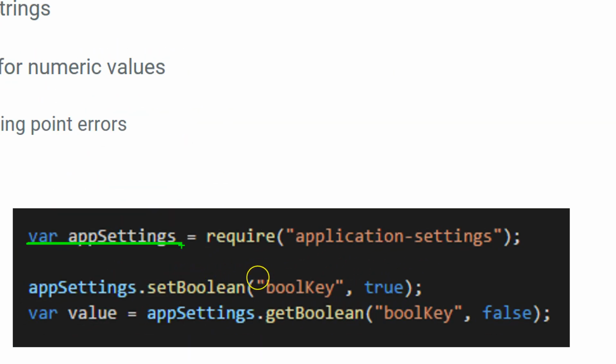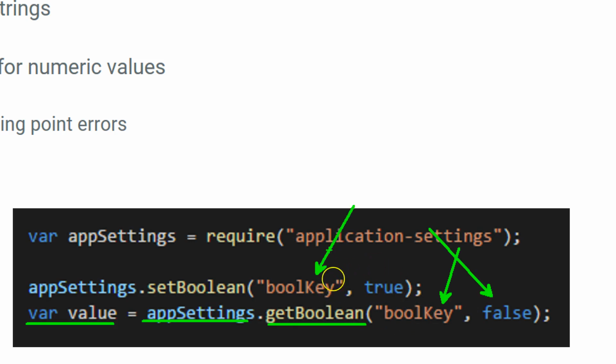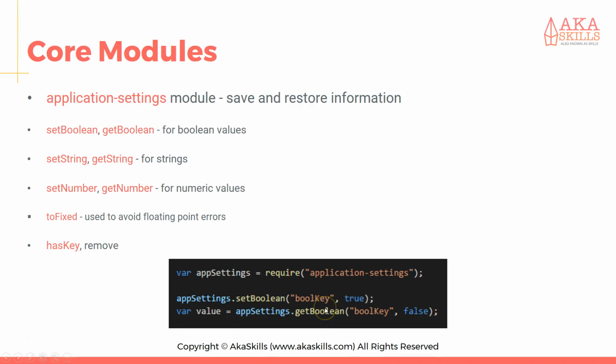So I'm saying var appSettings equals require module application-settings, and then I can say appSettings.setBoolean, your key and the value. How can I get it? Well, I can say var value equals appSettings.getBoolean from this boolean key, which should be the same, and here we have false.